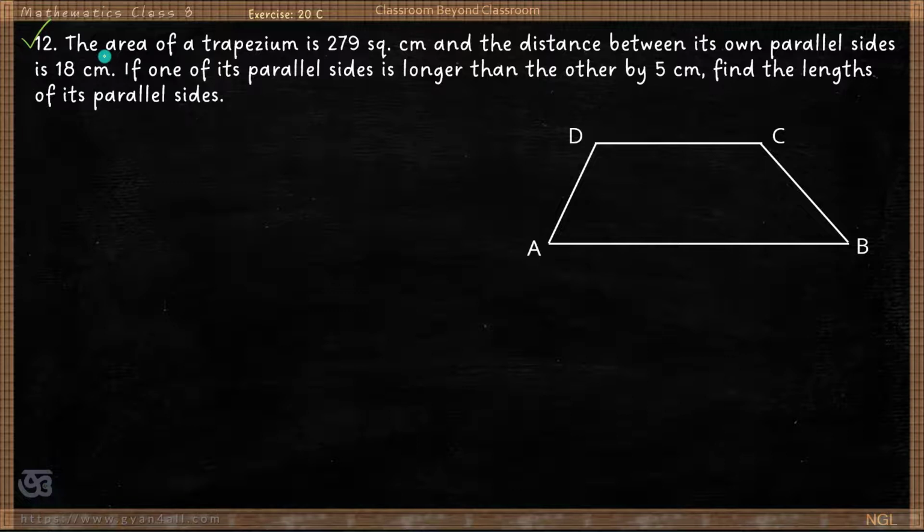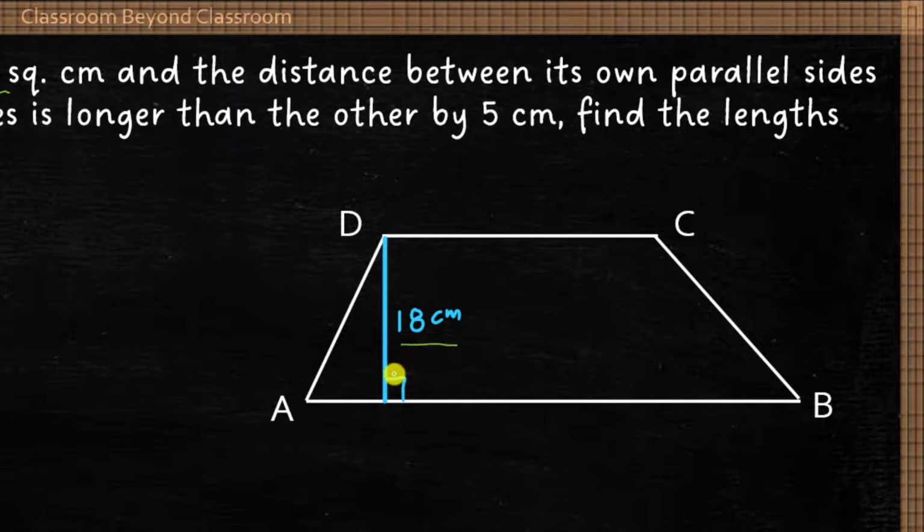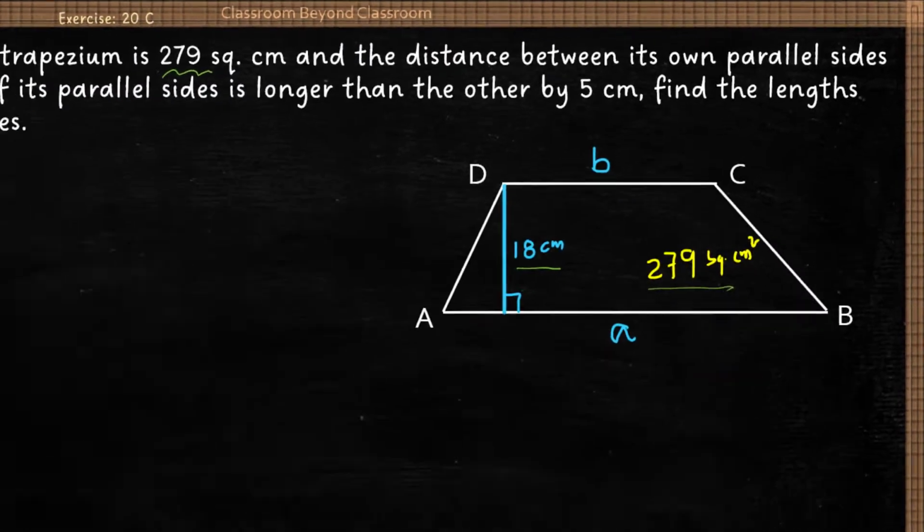Question number 12. The area of a trapezium is 279 square centimeter and the distance between its parallel sides is 18 centimeter. If one of its parallel sides is longer than the other by 5 centimeter, find the length of its parallel sides. So distance between its parallel side is 18 centimeter, which is the height of the trapezium, and the sides are say A and B, and area is given 279 square centimeter.